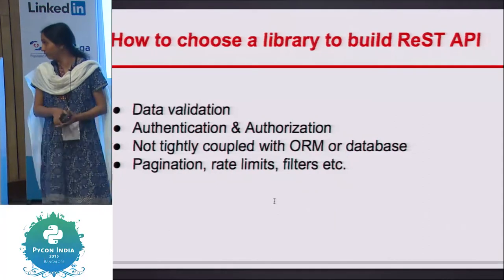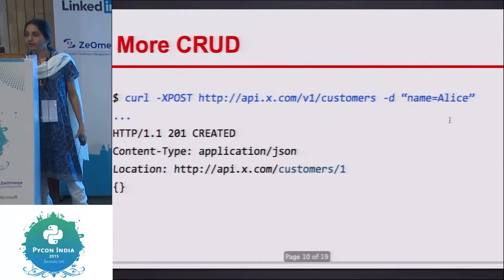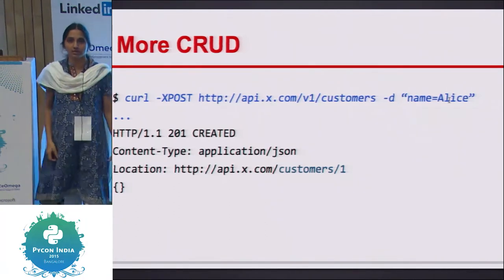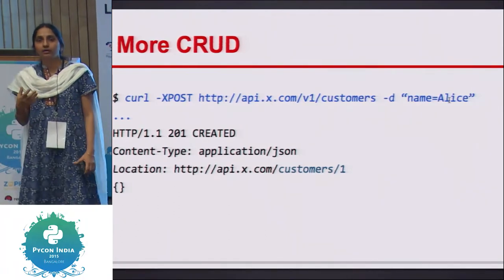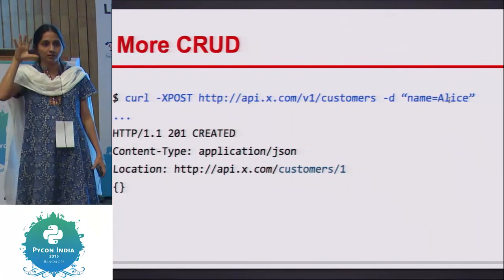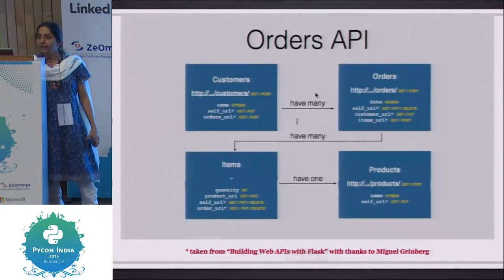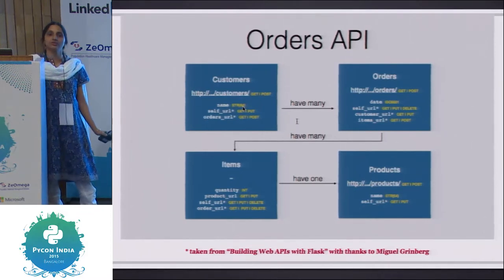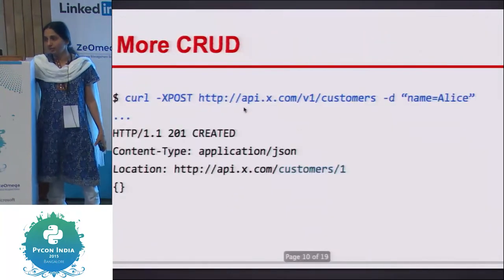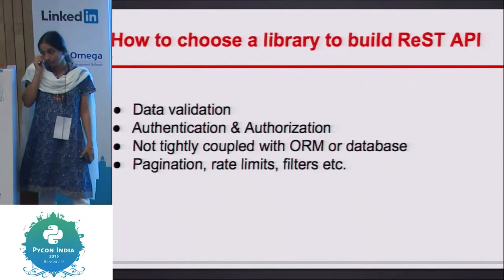When our data comes in here, how did we add a customer? By posting this data, right? Name is equal to Alice. But the library should make sure that the name is a string type and below length 64, as the API documentation says. Here we have documented that the name is a string type and it should not be more than 64. Who takes care of that? So there should be a data validation layer before the API.